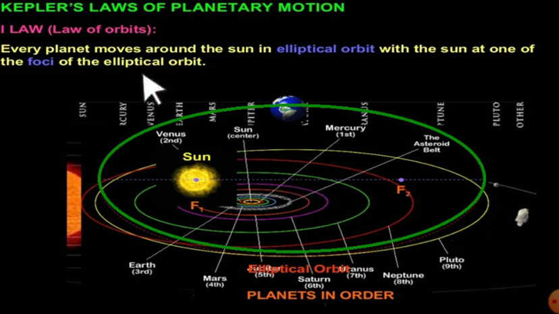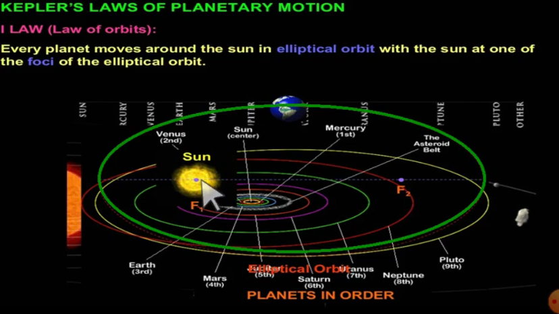Kepler's first law of planetary motion states that all planets revolve around the sun in an elliptical orbit with the sun at one of its foci. Got it? In that ellipse, on the major axis there will be two points. Out of these two points, one focus will be the position of the sun, and the planet will revolve in that particular ellipse.